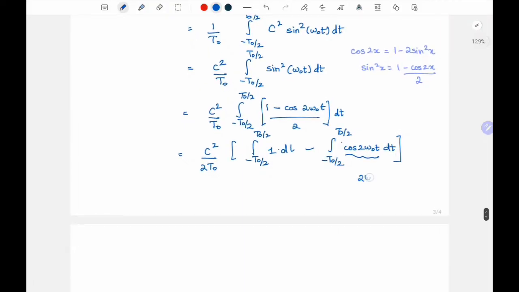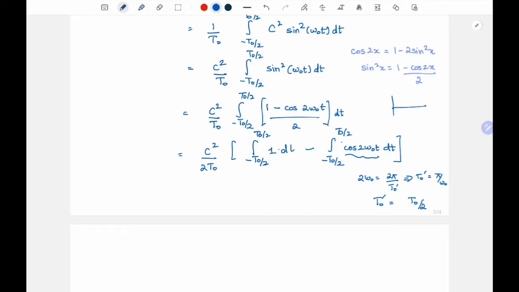So it is 2 omega naught equal to 2 pi by t naught prime, which implies that t naught prime is pi by omega naught. Or in other words, t naught prime is nothing but t naught by 2, which is half the time period, right? So, if you see, what is this integral saying? It is the average of cos 2 omega naught t over 2 time periods of t naught prime, right?